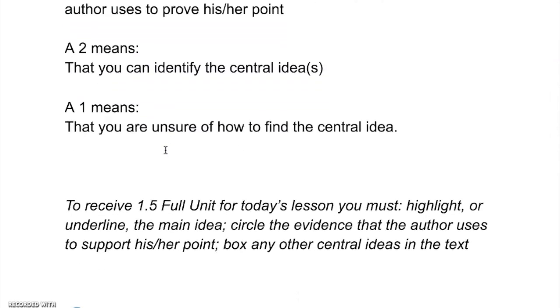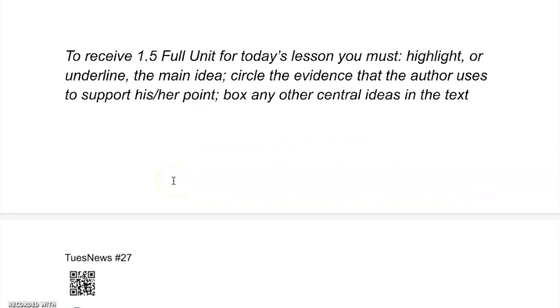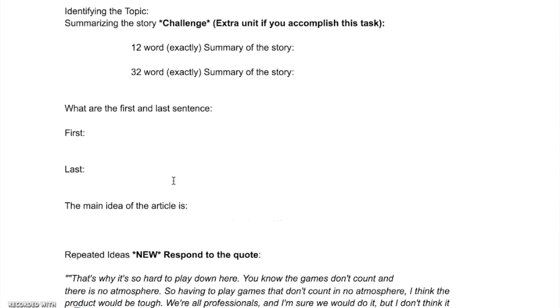To receive a unit and a half for today's lesson, you must highlight or underline the main idea, circle the evidence that the author uses to prove his or her point, and put a box around any other central ideas in the text. We will be working specifically with 4 different skills listed here.